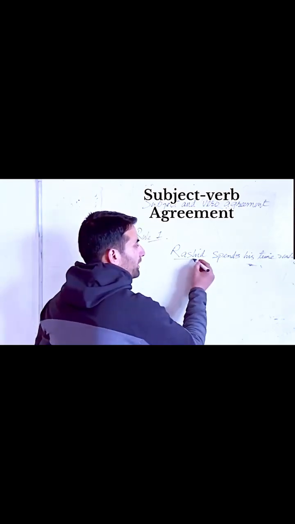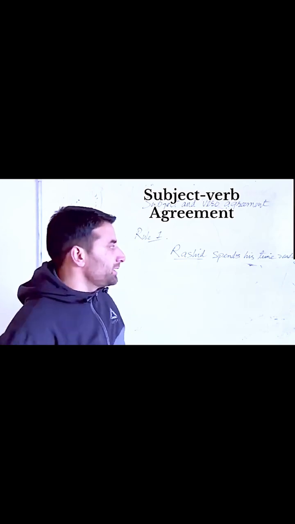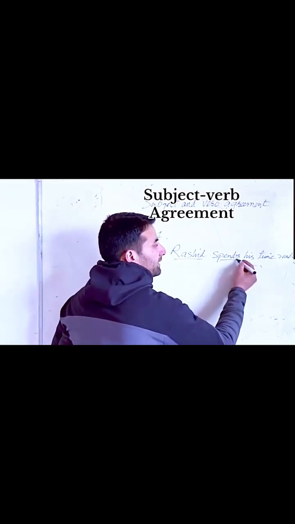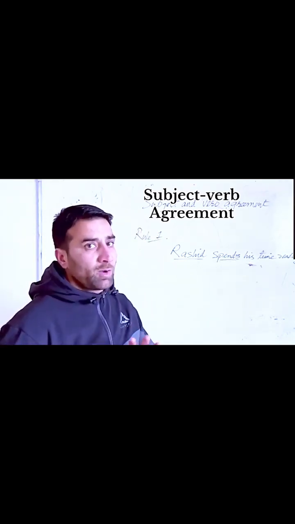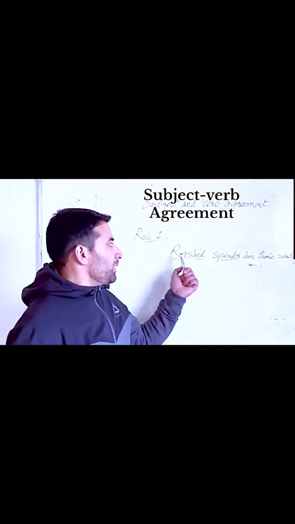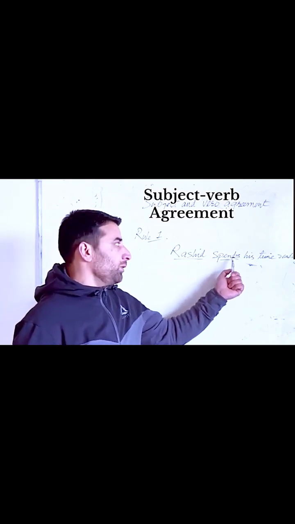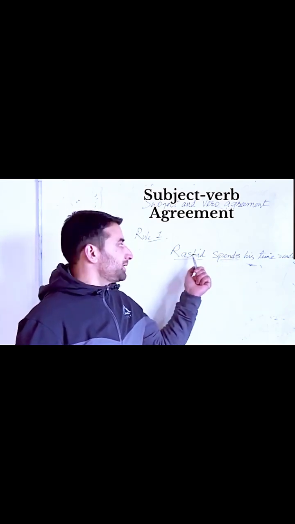So when we talk about Rashid, it is singular, and yes, it is third person, and here it is spends. There is addition of s to the base form of the verb. Rashid spends his time reading a book. So here it is singular. The verb here is also singular. How? Because there is addition of s with a third person singular.